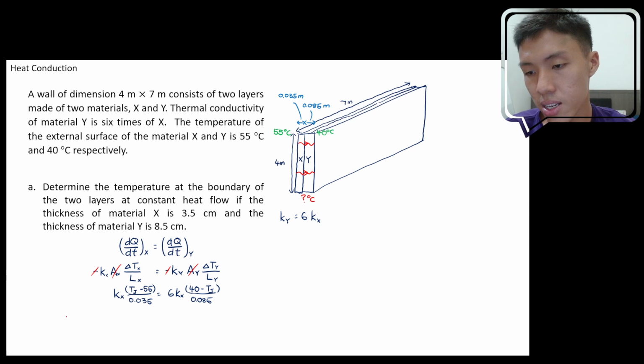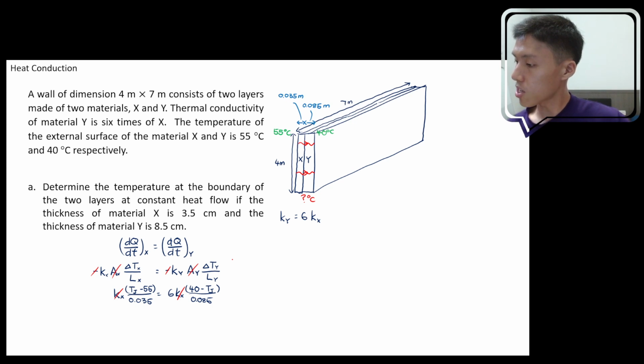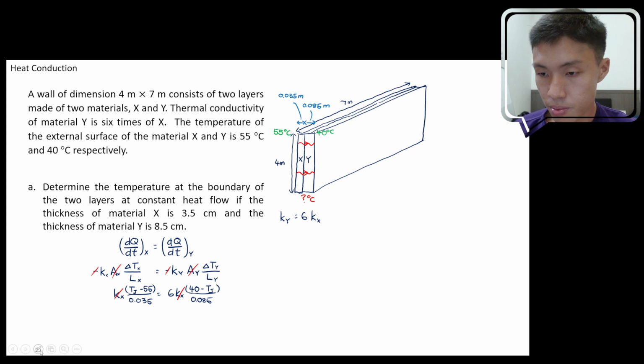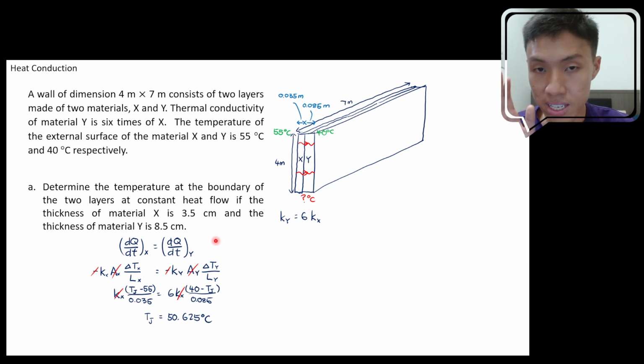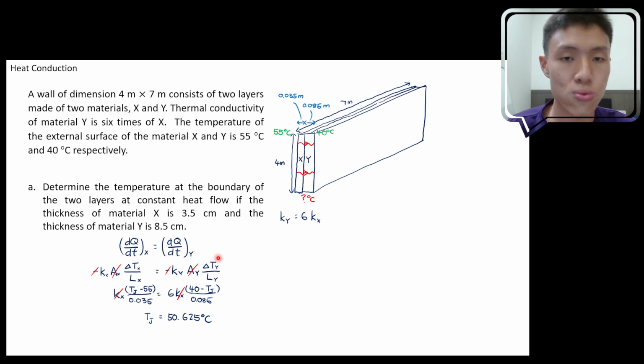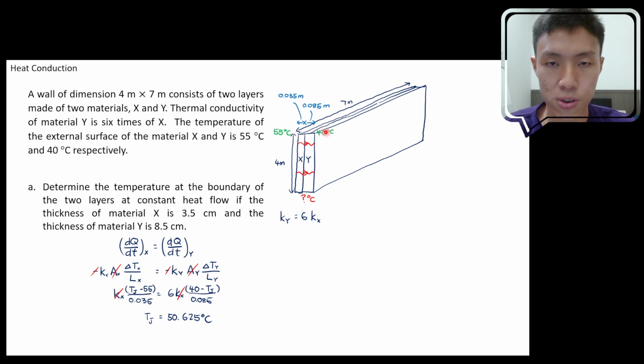Again, you can see that the KX can be removed because they are the same on both left and right hand side. If you do your calculation, I believe you get the temperature at the joint, or temperature at the boundary, to be equal to 50.625 degrees Celsius. Again, to check whether it makes sense or not: it's not that once you check, it's confirmed to be true. But if it makes sense, then this temperature should be in between 55 and 40. So 50.6 degrees is between 55 and 40 degrees Celsius, so the answer sort of makes sense.